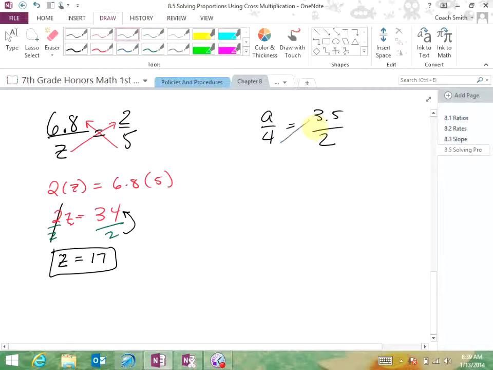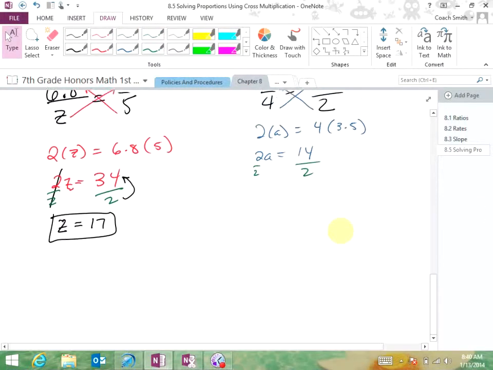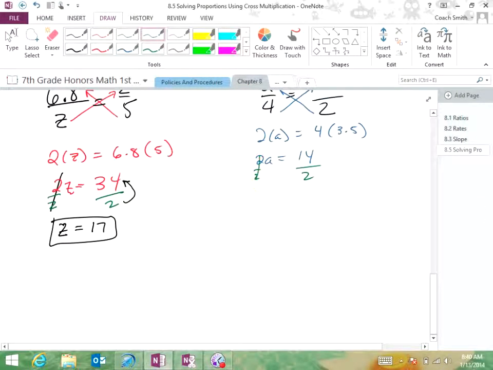So, cross multiply. That gives me 2 times A equals 4 times 3.5. So that's 2A equals 14. Okay? So divide by 2, divide by 2. That 2 cancels, leaving me with A is equal to 2 into 14. It goes 7 times.